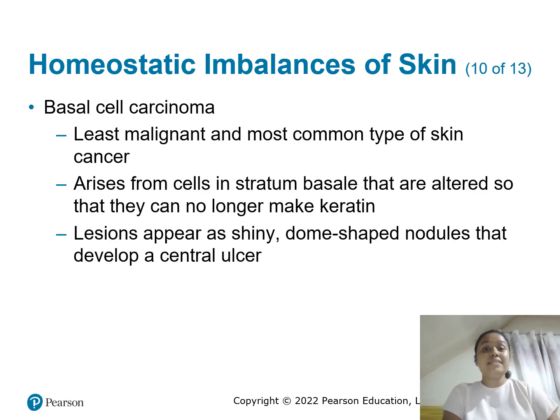Okay, so basal cell carcinoma, just remember that this is the least malignant and the most common type of skin cancer. Sorry, guys. Okay. This is when the cells in your stratum basale are altered so that they can no longer make energy. And usually the affected part of your skin that has basal cell carcinoma would appear as shiny, dome-shaped nodules. Okay, and sometimes they have central ulcers, but not all the time.